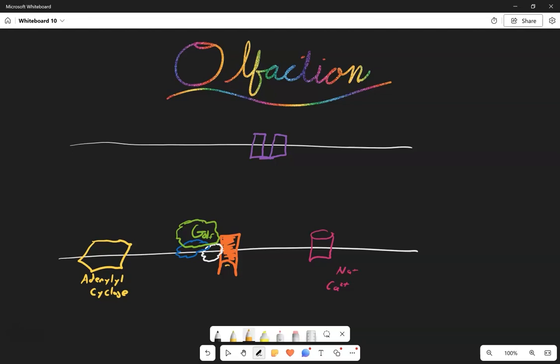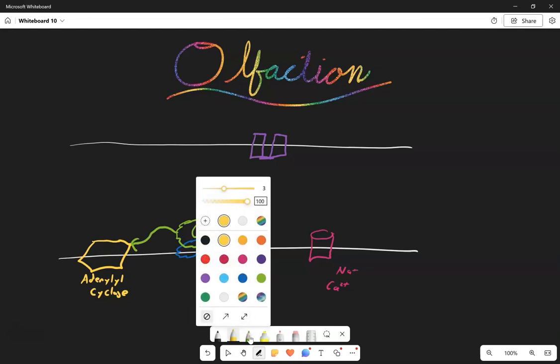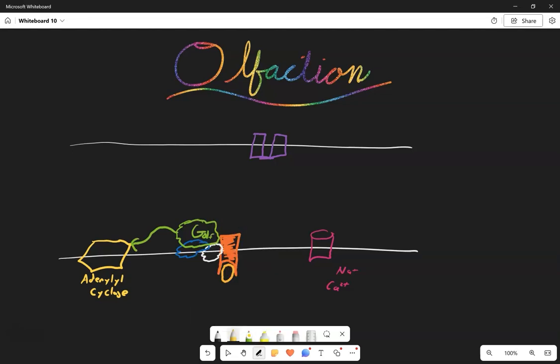So now let's take a look at what happens when an odorant comes in and binds to this receptor. So we have the odorant, it's going to come in and bind to the receptor itself. What that's going to do is cause the G protein Golf to dissociate. It's going to come over here, interact with adenylyl cyclase, activate adenylyl cyclase, which will take ATP and convert it into molecules of cyclic AMP.